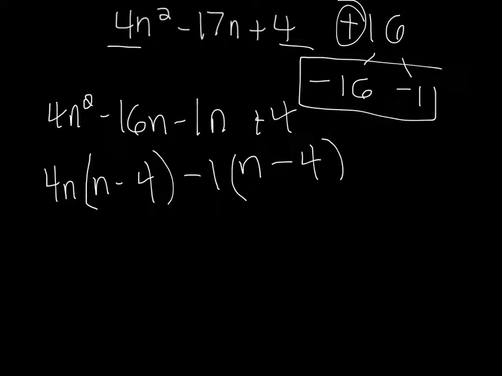Wow, two same terms. So that could be written as n minus 4 squared, or n minus 4, right? No, 4n minus 1. Oh, never mind. That's wrong. I'm wrong. Don't listen to me.